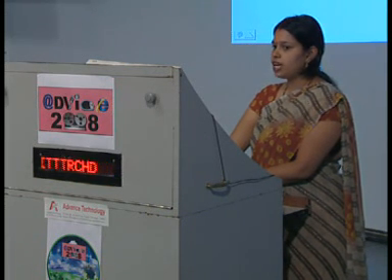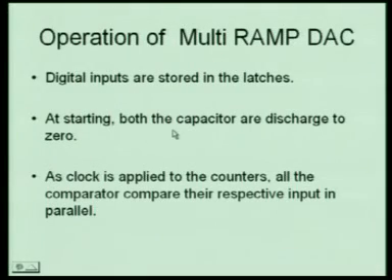Now, the operation of the multi-ramp DAC: the digital inputs are set in the latch. At the start, both the sampling capacitor and the charging capacitor are discharged to 0.